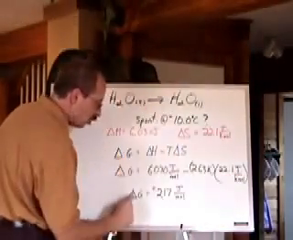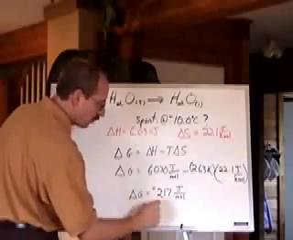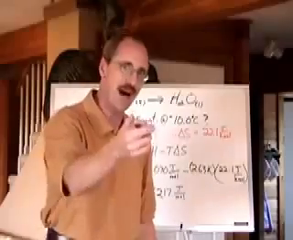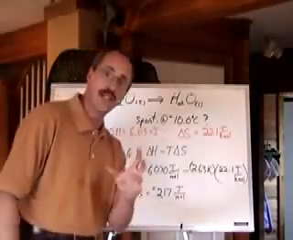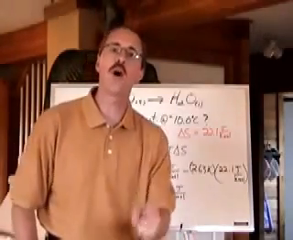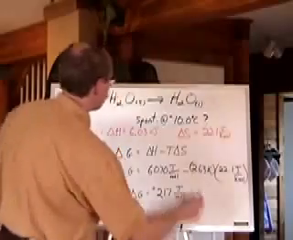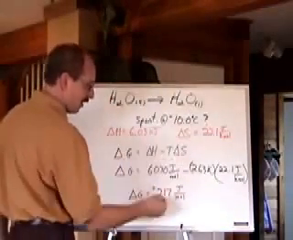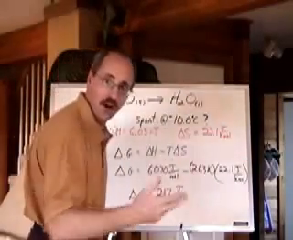Now, when you do the math, you get the delta G equal to positive 217 joules per mole. But here's the thing that you're really interested in: the positive. Positive means non-spontaneous. So, this reaction is non-spontaneous at minus 10 degrees because the delta G is a positive value.